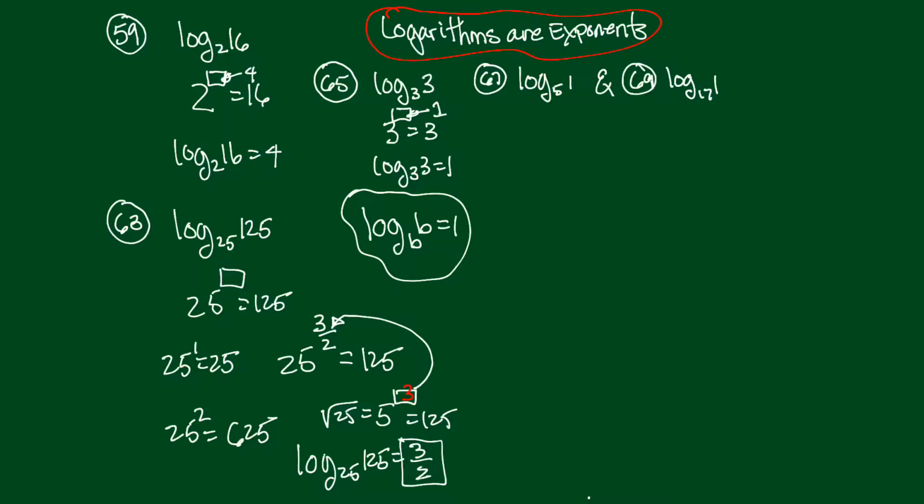I'm going to do these two together. 67 and 69. Look what we've got. The logarithm of 1. The logarithm of 1. They just have different bases. Let's do this by first looking at 67. The log base 5 of 1.